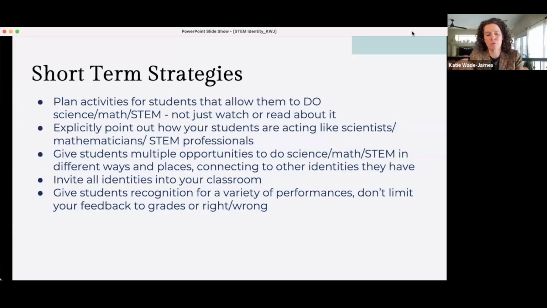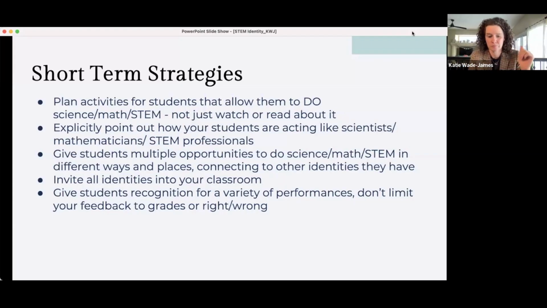And then making sure you're providing feedback for all types of performances, not just letting it be grades or right and wrong answers. So many students that I talk to in their classroom, when I ask them if they're a science person, the only feedback they have to go by is their grades. So I'm a science person if I'm getting an A. I'm not a science person if I'm getting an F, right? Those are the only things they have to determine it. And I would argue lots of science students may not be getting A's or may not be doing great on these standardized tests that we know are biased, but they still have the skills and the ability to be a science person.